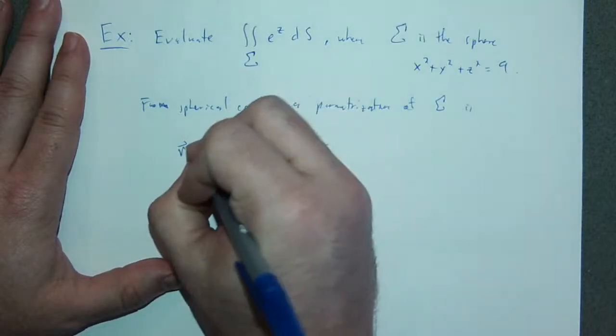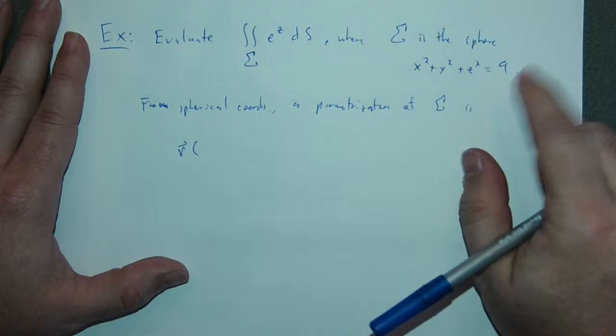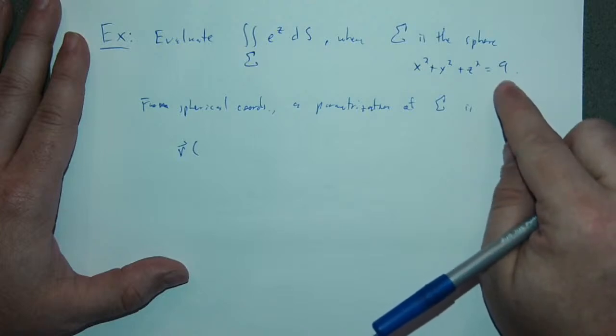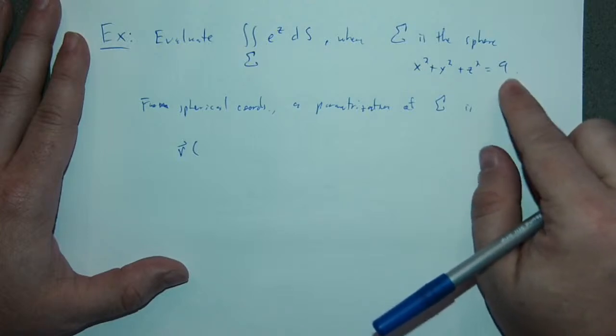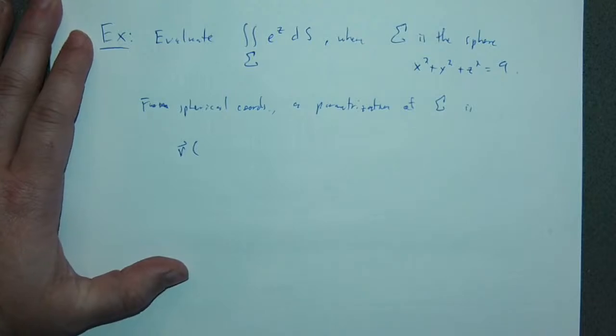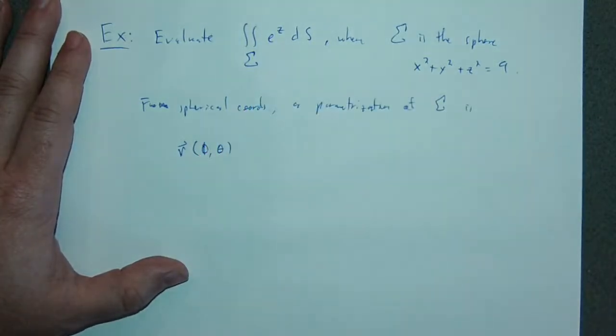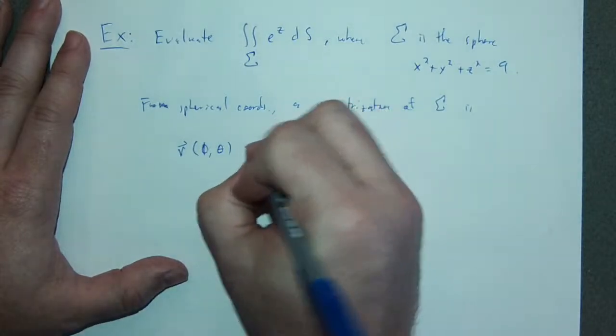So the radius of the sphere is fixed, right? Since the radius of the sphere is fixed, rho is not going to show up as a parameter here, because rho is always going to be 3. And so the two parameters that show up here are phi and theta. So our parameterization is going to be in terms of parameters phi and theta.